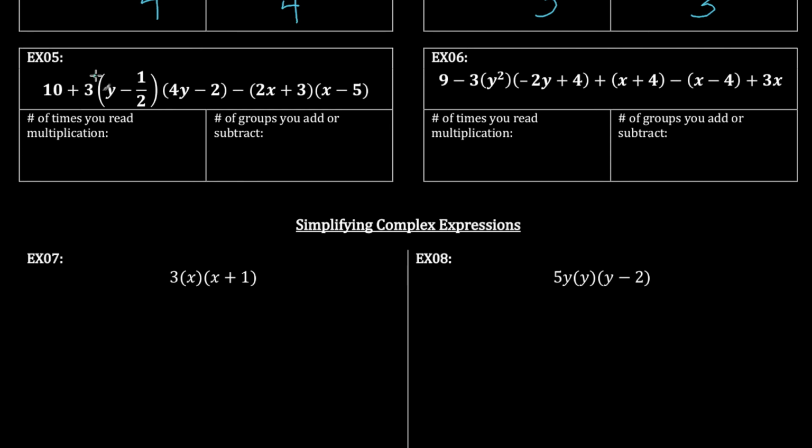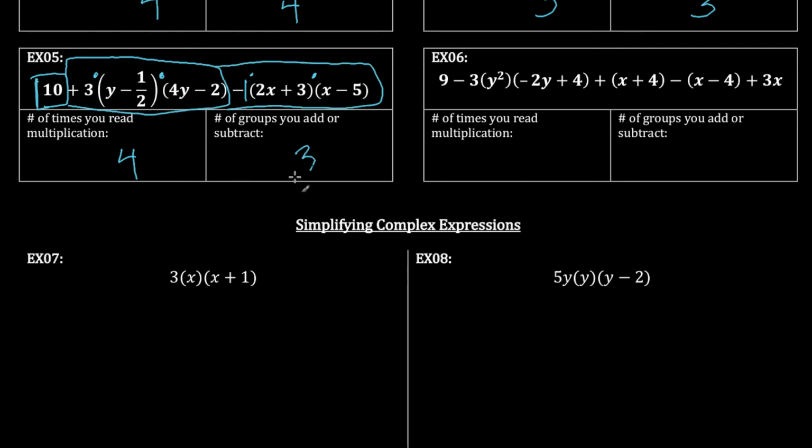10 plus 3 times y minus half times 4y minus 2 minus 1 times 2x plus 3 times. Okay, so 1, 2, 3, 4. And we start off with 10, and we add 3 times all of this, and then we take away 1 times all of this. So 1, 2, 3 groups. Yeah, see how they're not necessarily the same?